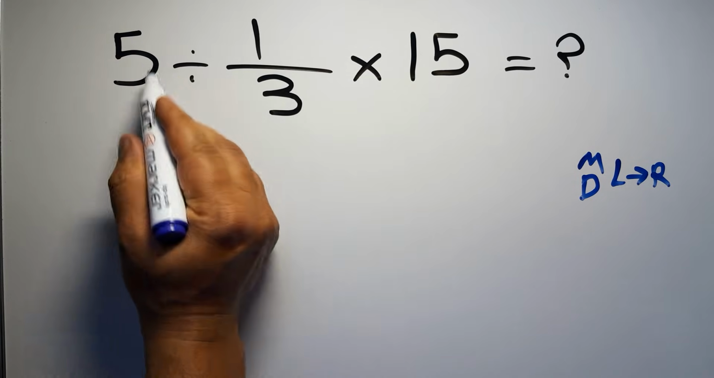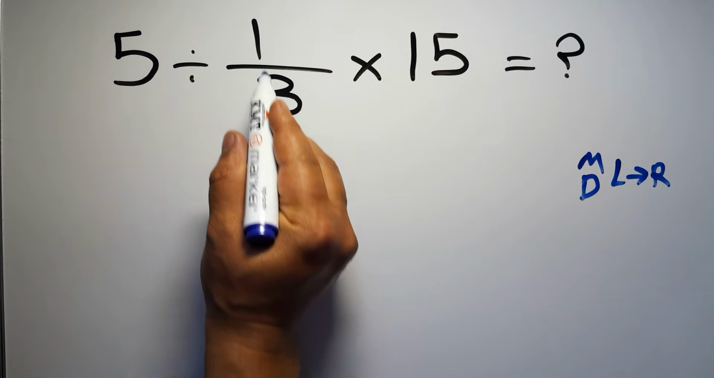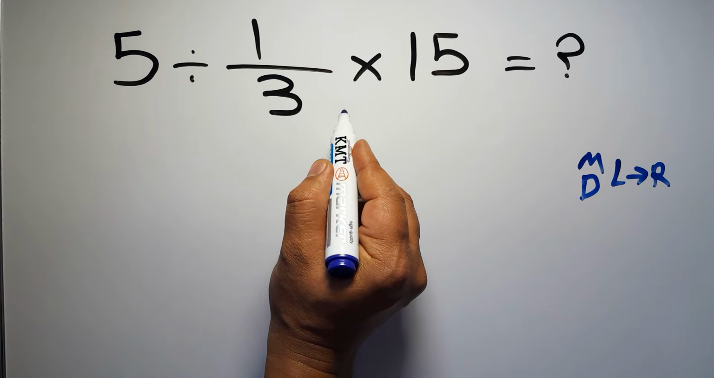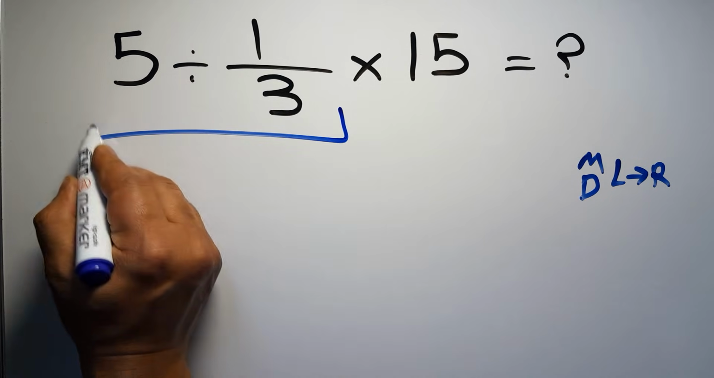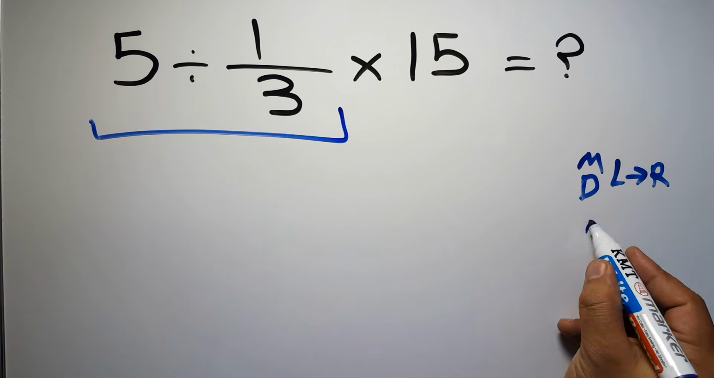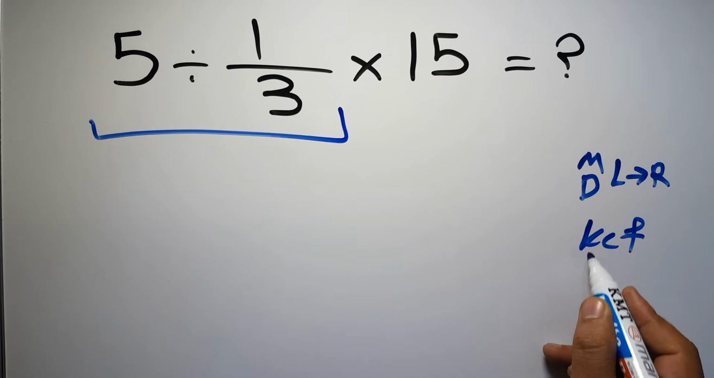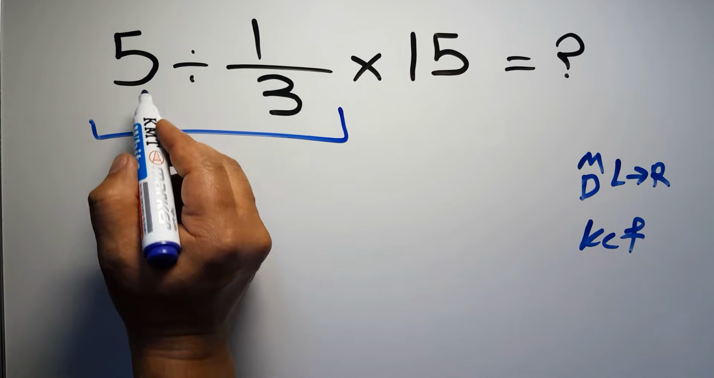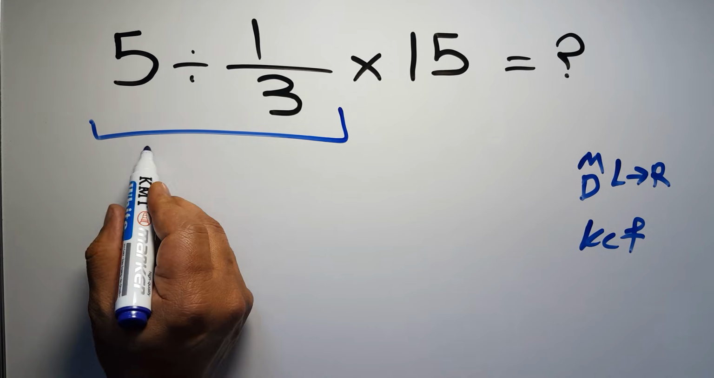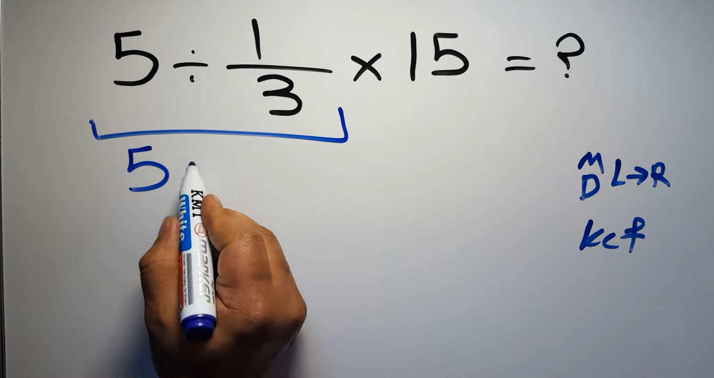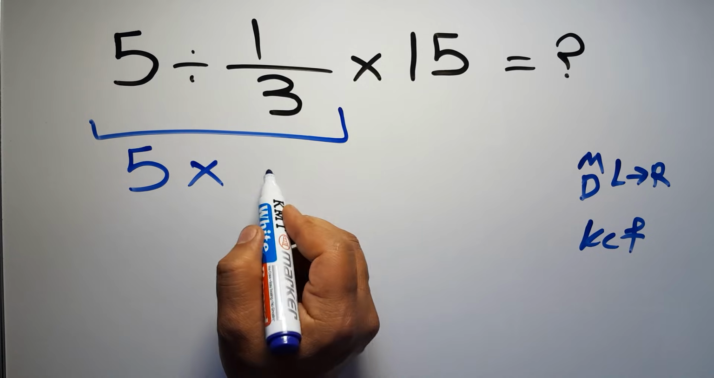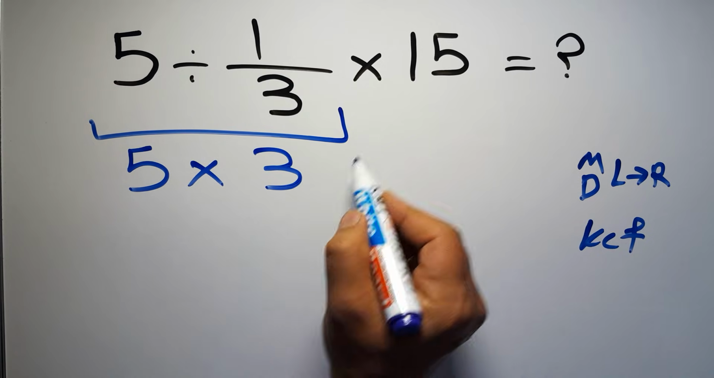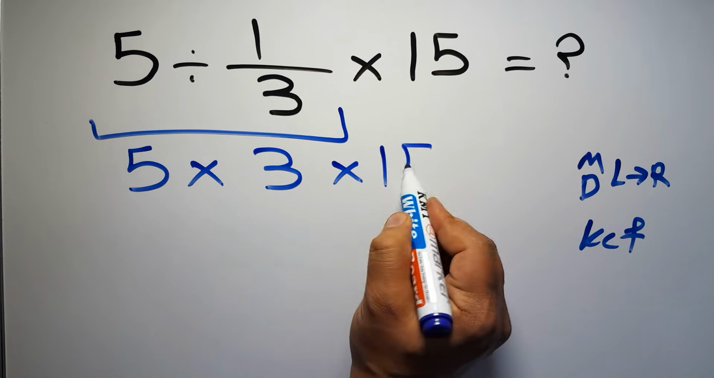So first we have to do this division. 5 divided by 1 over 3. According to the KCF rule, K stands for keep, C stands for change, and F stands for flip. We can write keep the first fraction, change division to multiplication, and flip the second fraction. And here we have times 15.